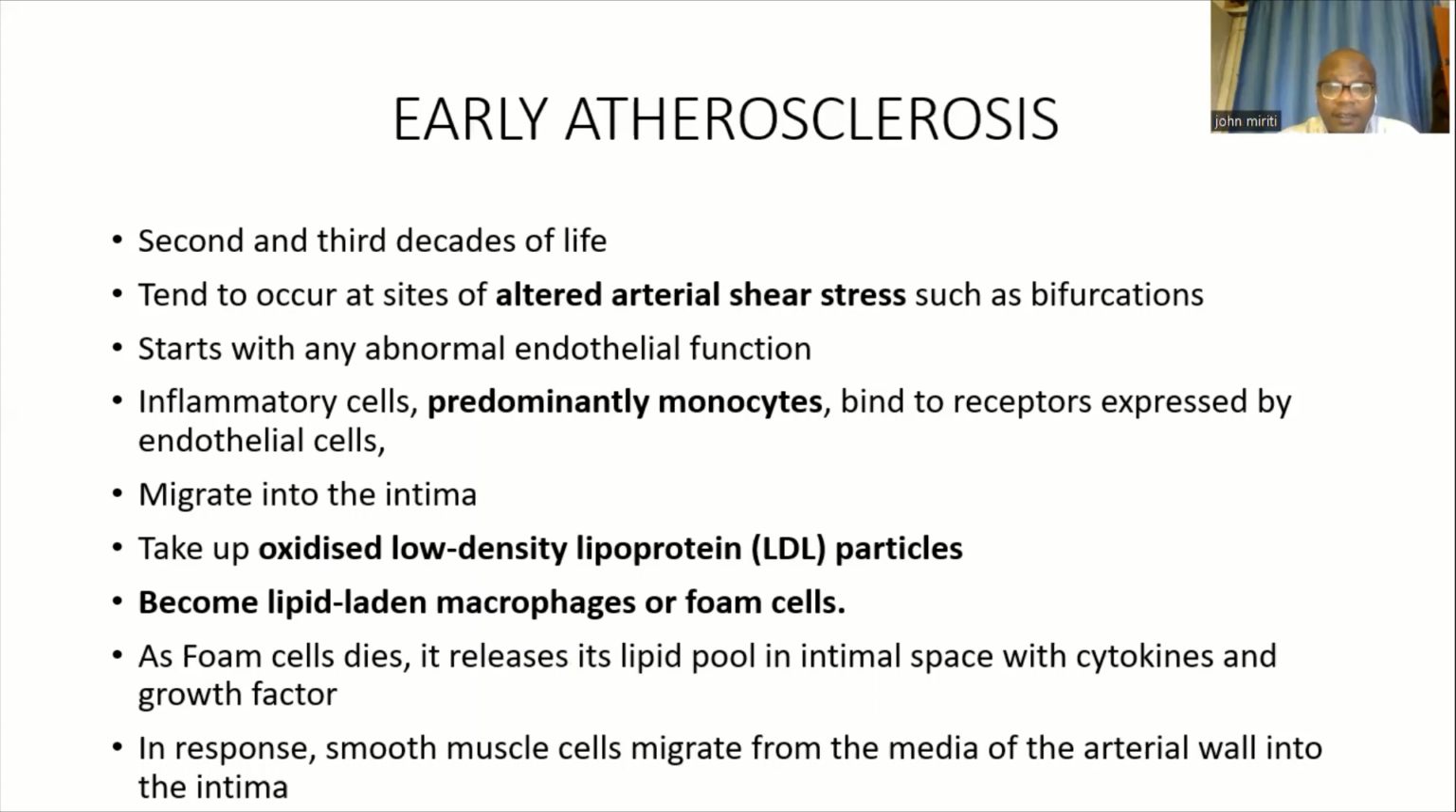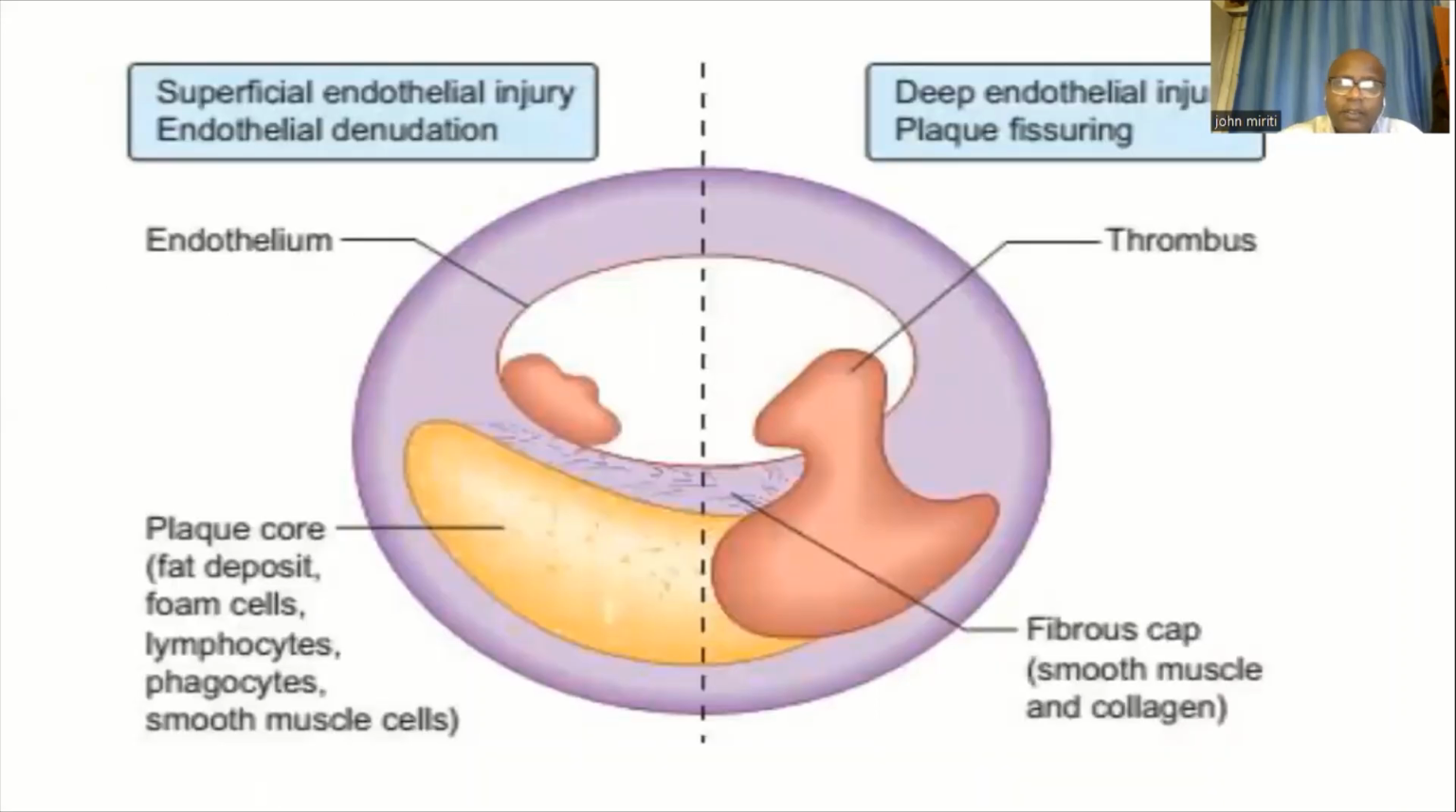So in this, there is a response. Smooth muscle cells migrate from the media of the arterial walls into the intima. So this is the process of whatever you have been discussing. You can see the superficial endothelial cells, the endothelium, and the lumen, which has the blood inside. This one is not touching the lumen, but it is causing pressure and causing a narrowing of the blood vessel.